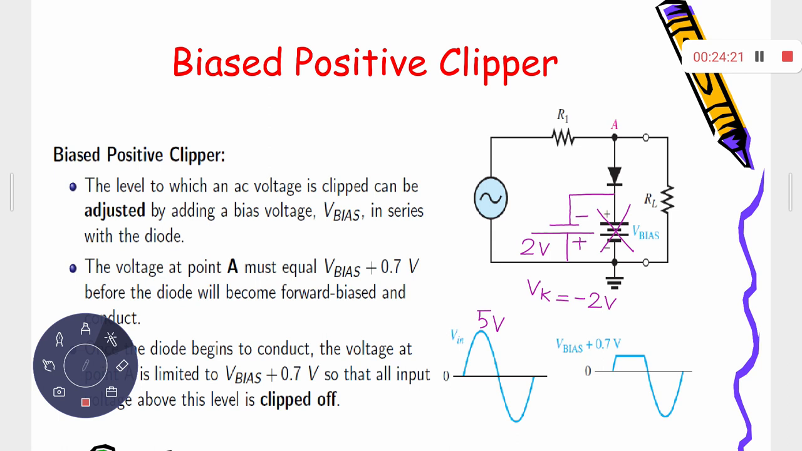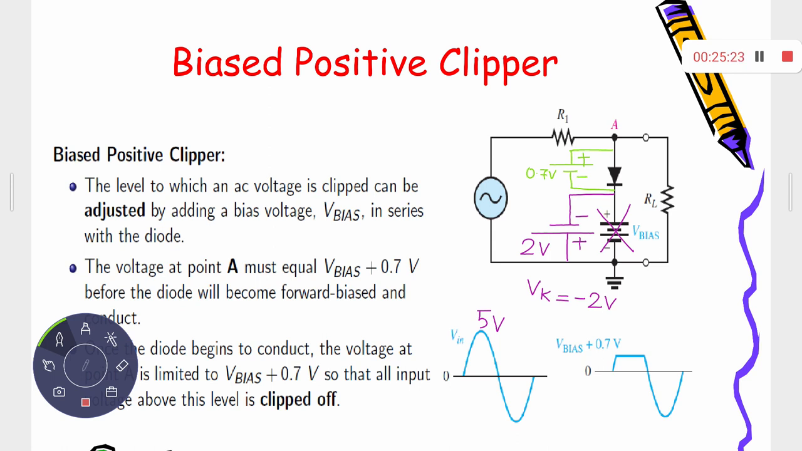And if the diode is on, what will be the voltage? If the diode is on, for an ideal diode RD on is equal to 0, following the constant voltage model. With 0.7 volt across the diode in the positive half cycle, if you measure the potential at point A, what is the value? It is minus 1.3. That means minus of (V bias minus 0.7).